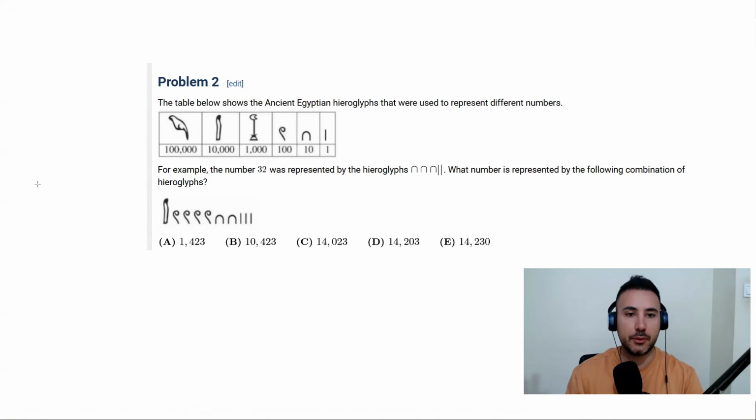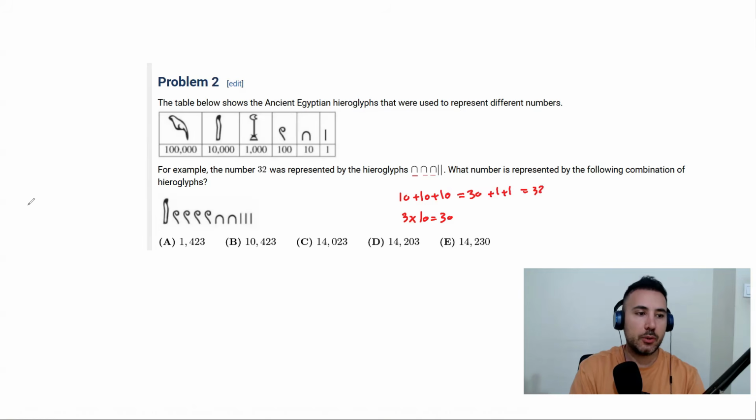For example, the number 32 was represented by the hieroglyphs like this because we know this is a 10, 10, 10. So that's 10 plus 10 plus 10 equals 30, or we could say it's 3 times 10. That's again 30. And you have 1, 1, so plus 2, that's 32 now, right? So that's how they counted it.